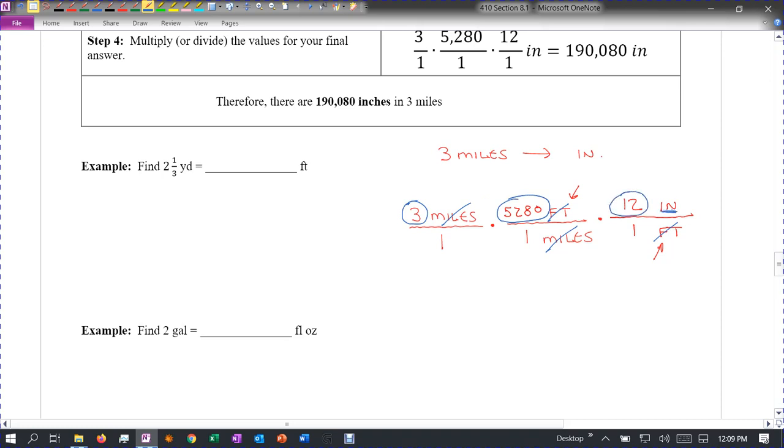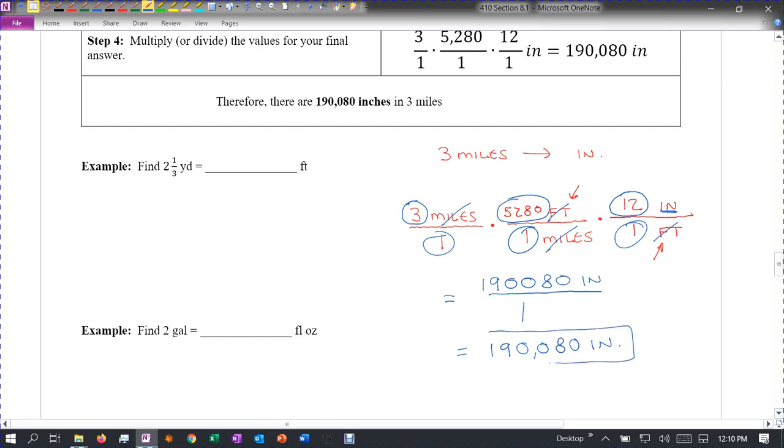So I'm going to get my calculator out. I'm going to go 3 times 5280 times 12. And on the bottom, I multiply across to get 1 times 1 times 1. There's no units down there. So my answer here is 190080 inches over 1. Now, since the bottom is 1, I don't need to actually consider it. So we just get this many inches. And that's 190,080 inches. That's how many inches there are in 3 miles.